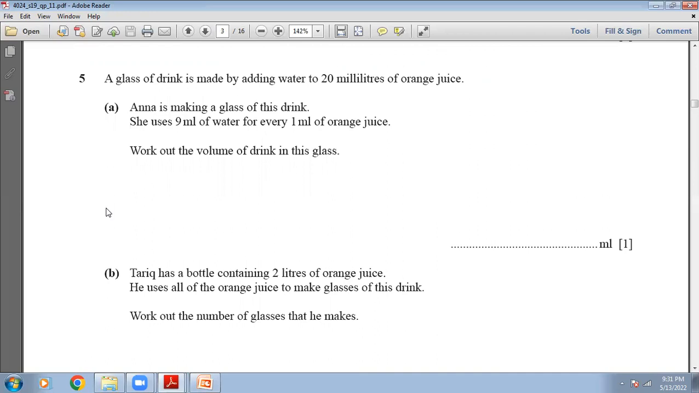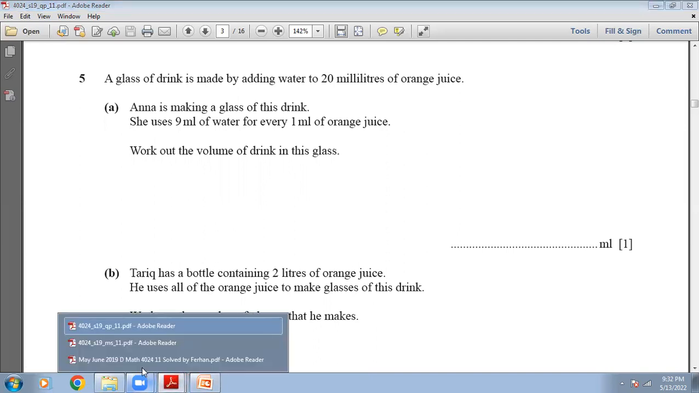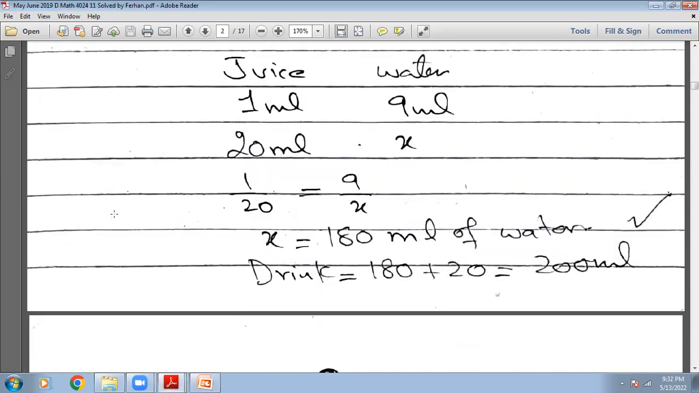Okay. So first of all, I will use the method of proportion. It means that if you have water and orange juice, 9 ml water for 1 ml juice, then for 20 ml juice, how much water? Once you know the water, then we will add the 20 ml orange volume and the volume of the water together, and that will equal the volume of the drink. So look here, I am using this proportion method.